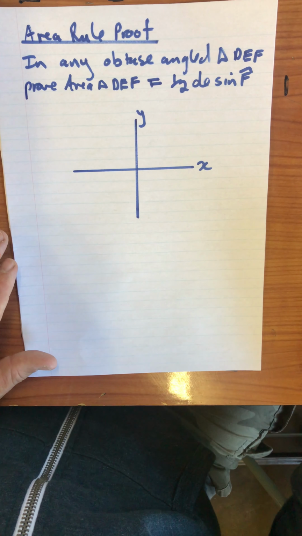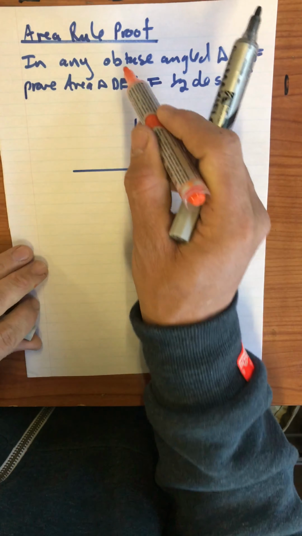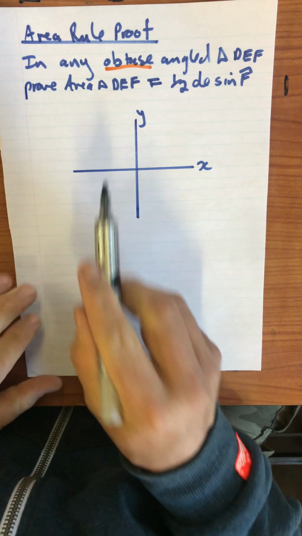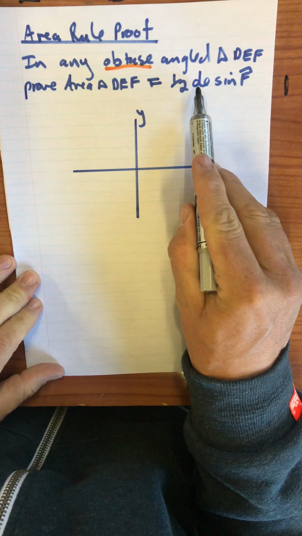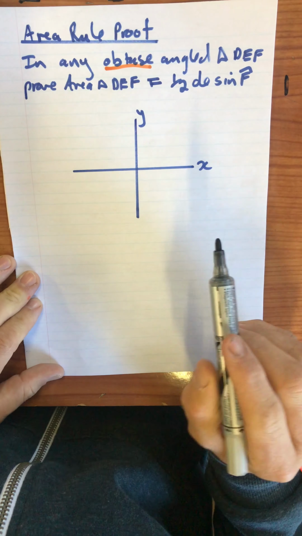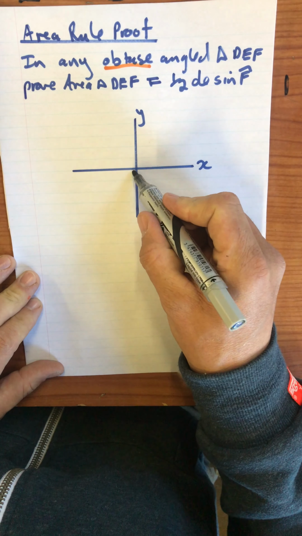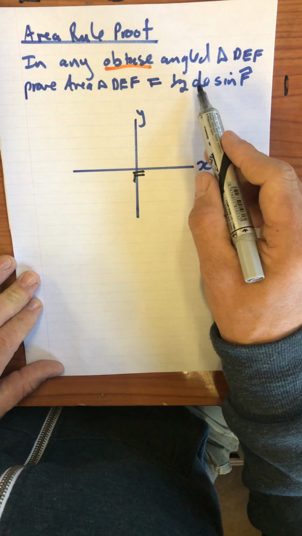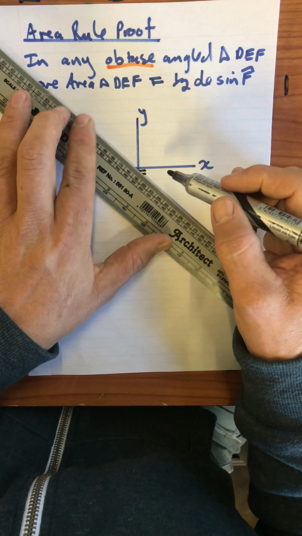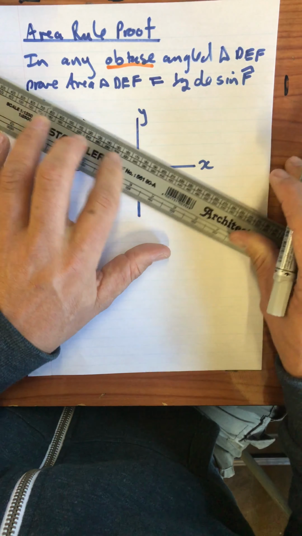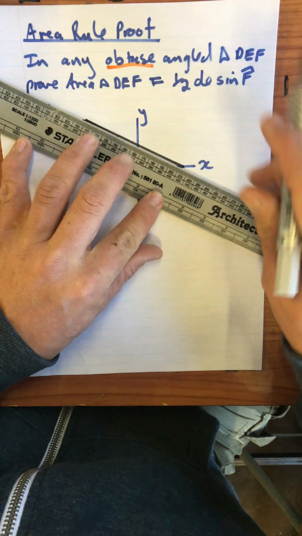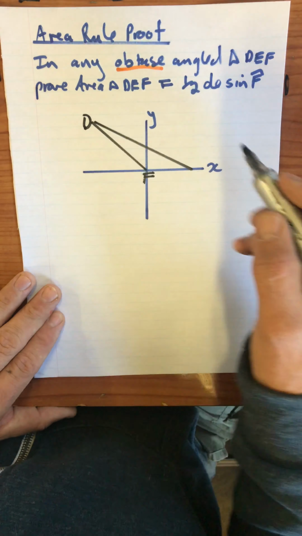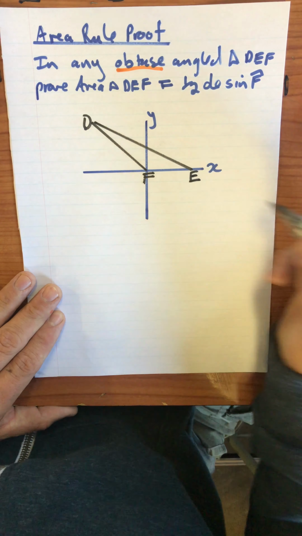Let's have a look at the area rule proof for an obtuse angle triangle DEF. And let's look carefully at the question. Prove area of triangle DEF is equal to a half de sine F. So we saw from the acute case that we need to put F at the origin. It doesn't matter where we put those two letters. So the obtuse angle triangle looks like that. And we are going to put D over there and E over there.